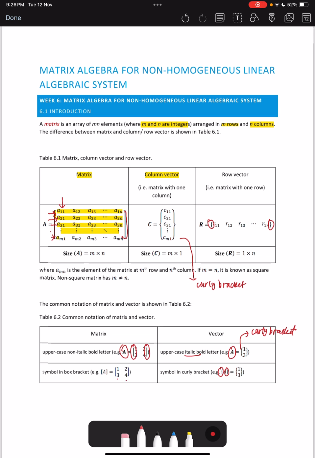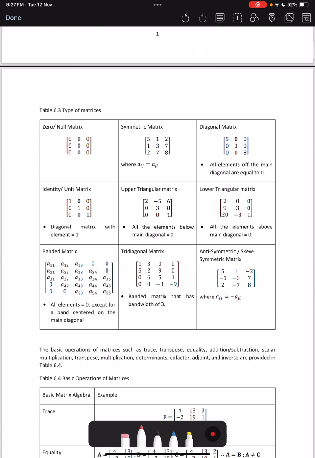Okay, all right, let's look at the types of matrix to refresh on what we have learned during school time. Number one, the first type of matrix is the null matrix, meaning that all the elements in that matrix are 0. The example shown here is a 3 times 3, where you have 3 rows here and 3 columns here.